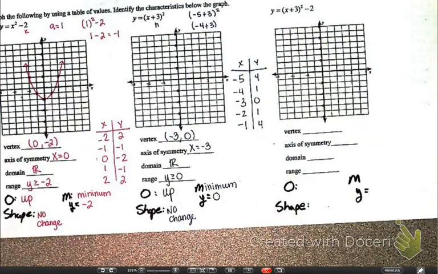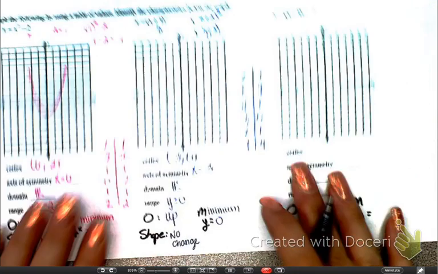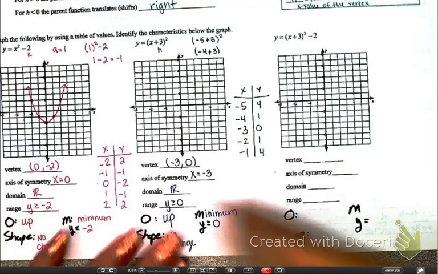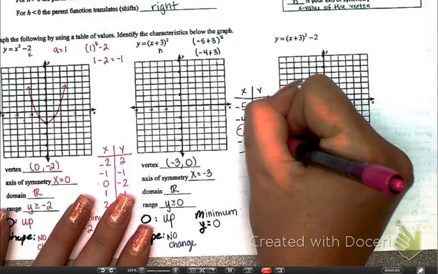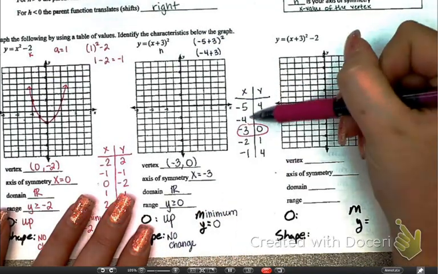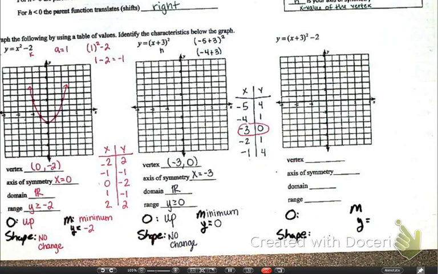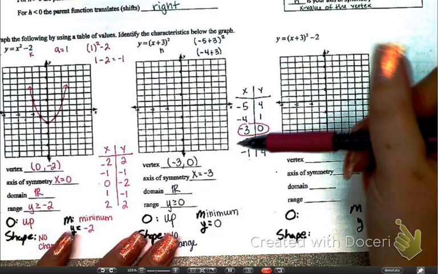Yes, Tyler. How'd you get the X value? So to get the X values, you start with your vertex. That's your middle point. And then you pick 2 points below and 2 points above from the X.